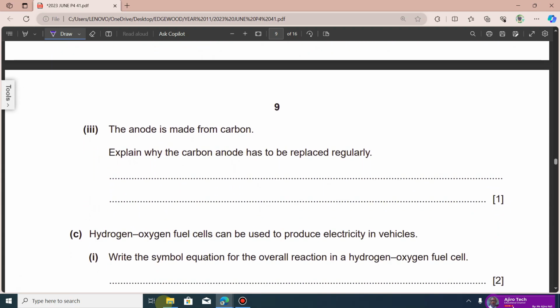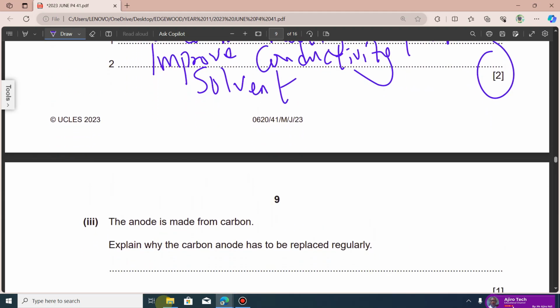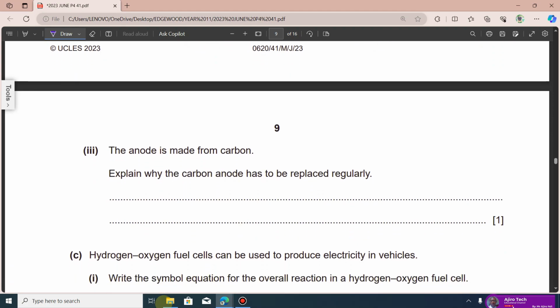The anode is made from carbon. Explain why the carbon anode has to be replaced regularly. Now remember that in the electrolysis of the bauxite, the oxygen is produced at the anode. So when the oxygen is produced at the anode, it reacts with the carbon to produce carbon dioxide. So this is what is obtainable at the anode. Okay, and then this carbon dioxide goes off as a gas, and that is why there is a need to keep on replacing the anode, because this is a gas that is given off due to the production of oxygen that reacts with the carbon electrode to produce this.